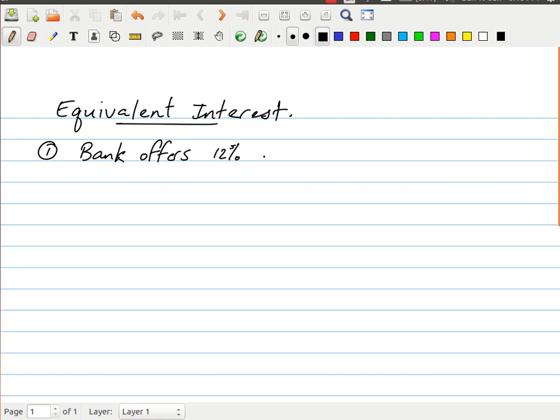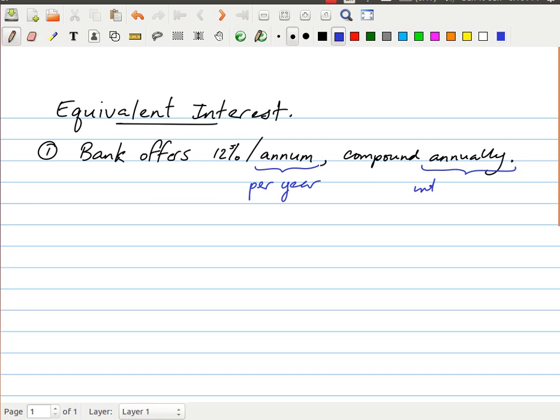12% per annum, which means per year. So the bank is offering 12% per annum compounded annually. Okay, so what does that mean? 12% per annum, this part is simply saying per annum when you see that, or if it just had a /a, that is per year. And compounded annually means that the interest will be calculated once in each year.